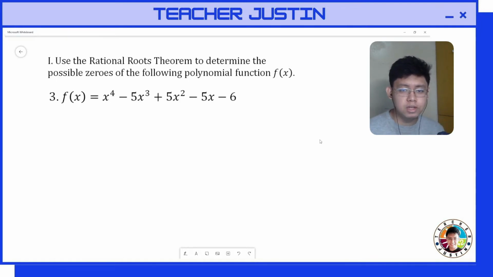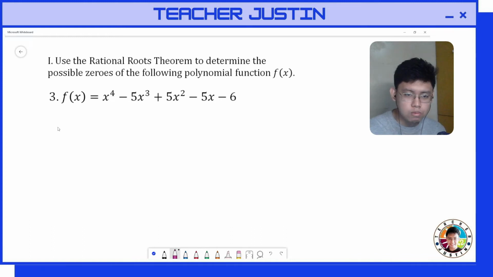So for example, we're going to use the Rational Root Theorem to determine the possible zeros of the polynomial function f of x is equal to x raised to 4 minus 5x raised to 3 plus 5x squared minus 5x minus 6. Okay, so our first step is for us to identify our p and q. So our p is the constant term, which is, in this case, negative 6. Then our q is the coefficient of our leading term. So the coefficient of our leading term is 1. So this will be our q.